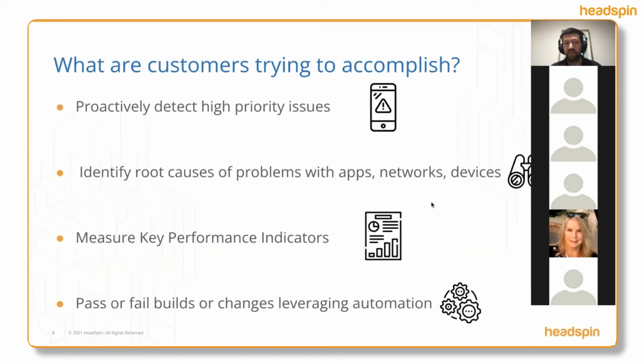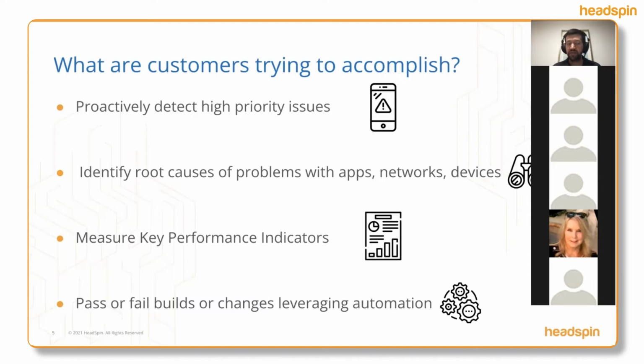So ultimately, what are customers trying to accomplish? Well, typically customers will fall into one of these four categories, at least generally. And then there are a variety of different specializations within these categories. So I'll just cover at a high level what these are. Proactively detect high priority issues. So not only detect those issues, but be able to identify exactly what they are and do root cause analysis. And to do that while testing across different applications, networks, and devices.